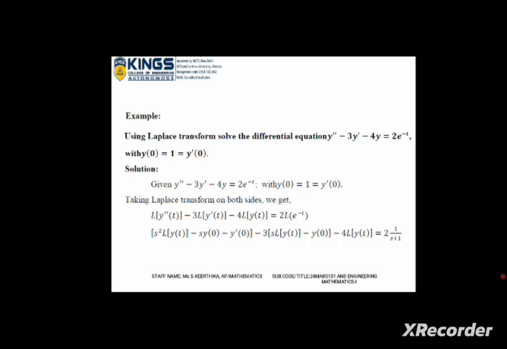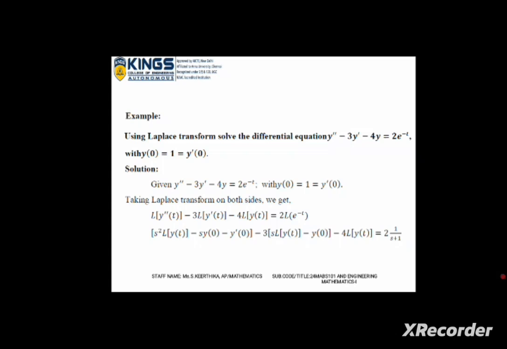Okay, so L of y double dash of t can be written as s squared L of y of t minus s into y of 0 minus y dash of 0. Likewise, L of y dash of t can be written as s into L of y of t minus y of 0. Then the remaining: equal to 2 into L of e power minus t, which is written as 2 into 1 by s plus 1. Okay, now they gave a condition in the question. What is that? y of 0 equal to 1 and y dash of 0 also 1.